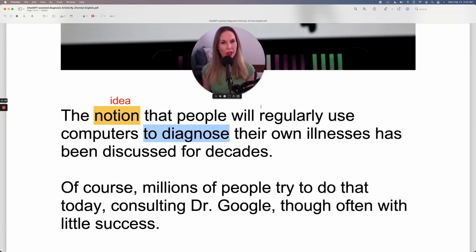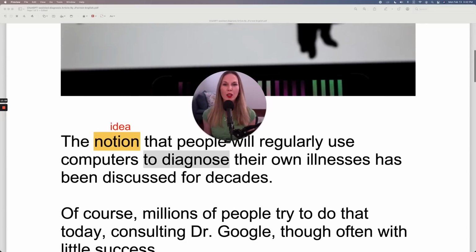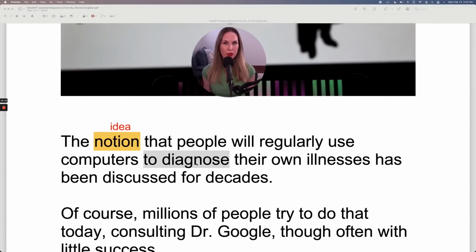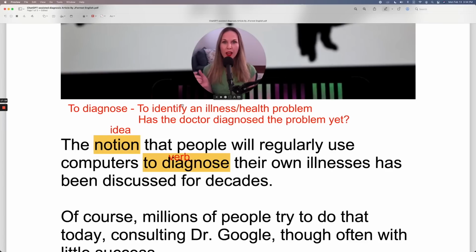What do you notice about this compared to what I just taught you about the word diagnosis? Diagnosis, and here we have to diagnose. Well, it has the exact same meaning, but it's just grammatically a verb. To diagnose, same meaning, to identify an illness or health problem. As an example sentence, has the doctor diagnosed? This is our verb and is conjugated in the past simple. Diagnosed what? You diagnose a problem. Has the doctor diagnosed the problem yet?